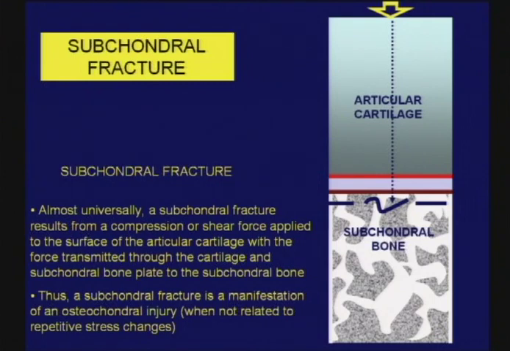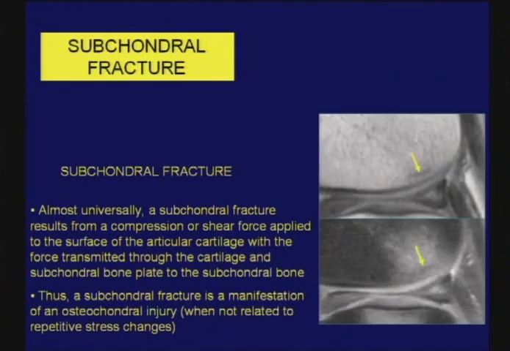So a subchondral fracture in almost all cases is a manifestation of an osteochondral injury. You may not see any effects in the cartilage, but it was injured. The force came through the articular cartilage to reach the subchondral bone. These are what they look like. This is a subchondral fracture with marrow edema. It's a manifestation of an osteochondral injury.